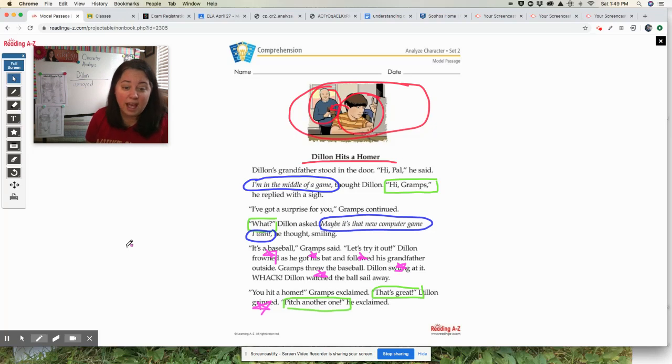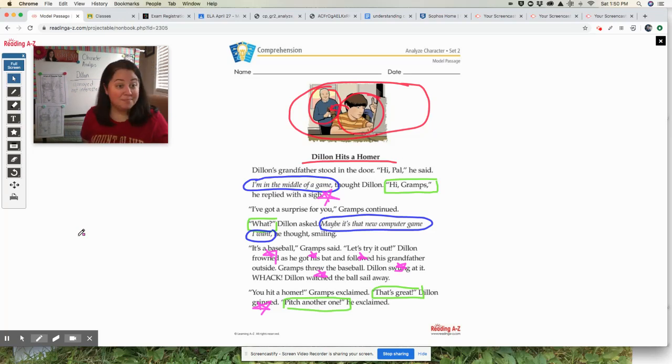That's one of the actions. He said, maybe I should put a star over here, right? Because he was sighing. All right, so in the beginning of the story, he seemed annoyed. He didn't want to play baseball. He was not interested at all.